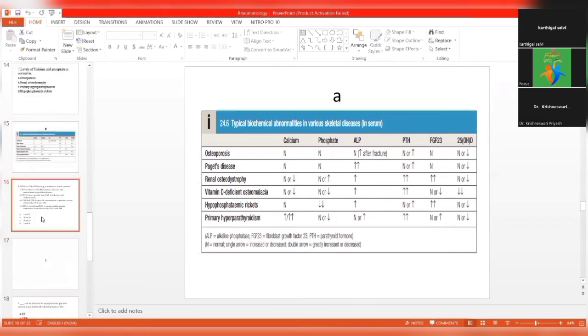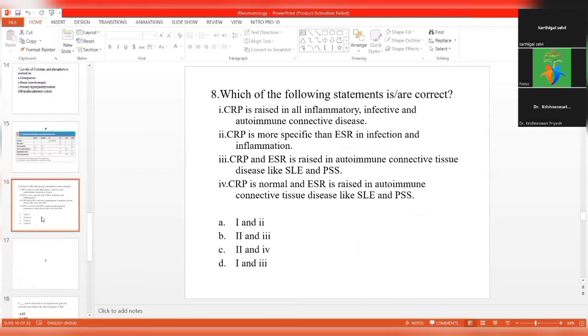So next, this is another type of question, and the trend of this type of question is the latest in AIAPGET, is it not? Which of the following statements is or are correct? One, CRP is raised. What is CRP? C-reactive protein. Why is it known so? What is the full form of C? It is capsule. It was first identified as a protein which reacts with the capsule of a bacterium known as pneumococcus. So C stands for capsule of pneumococcus.